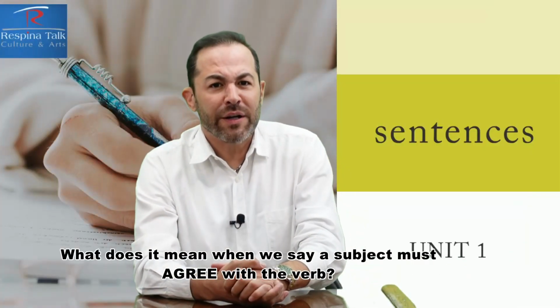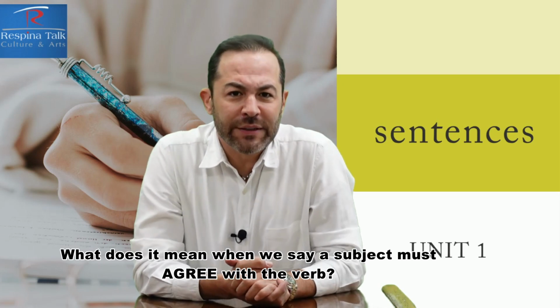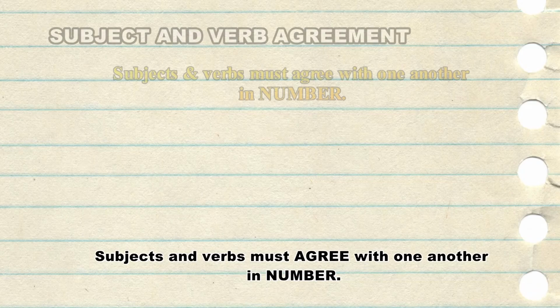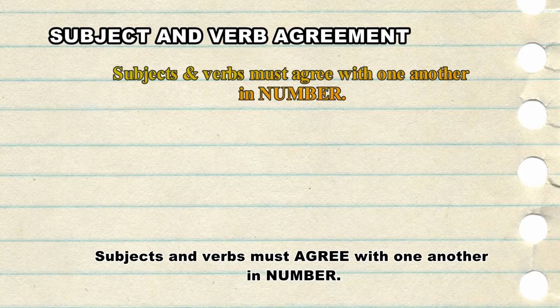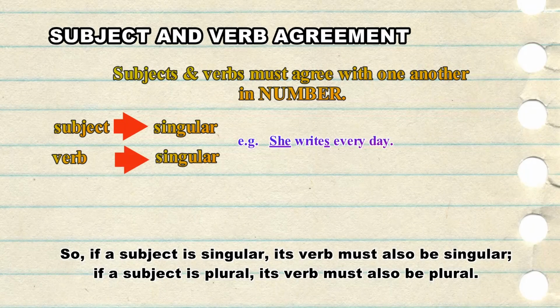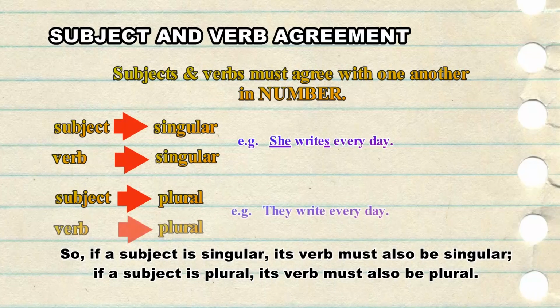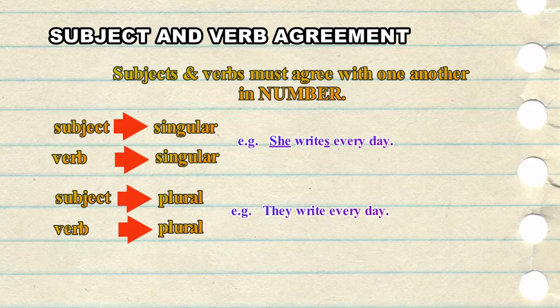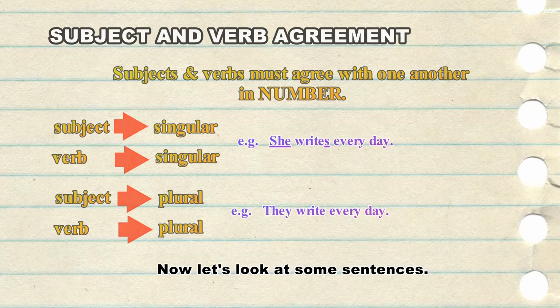Now, what does it mean when we say a subject must agree with the verb? Subjects and verbs must agree with one another in number. So if a subject is singular, its verb must also be singular. If a subject is plural, its verb must also be plural. So this is called subject-verb agreement. Now let's look at some sentences.